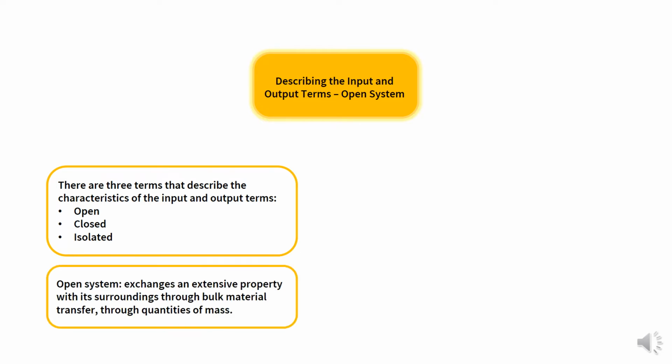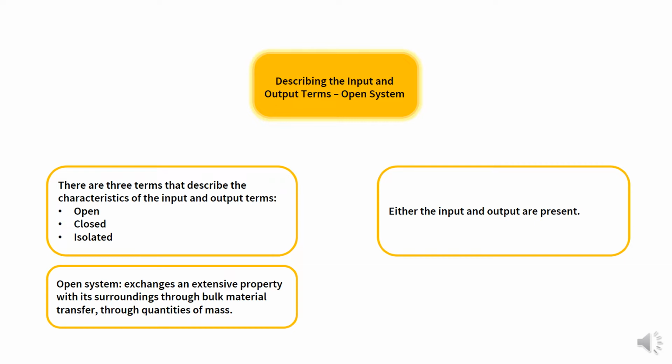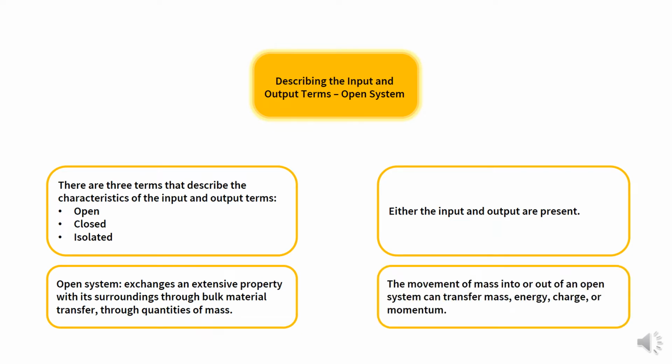An open system is one that exchanges an extensive property with its surroundings through bulk material transfer, which is the transfer of an extensive property across a system boundary through quantities of mass. The extensive property enters or leaves the system by physically crossing the system boundary. In an open system, either the input or output terms or both are non-zero. And the movement of mass into or out of an open system can transfer mass, energy, charge, or momentum.